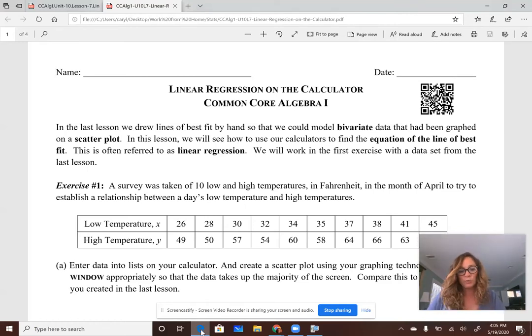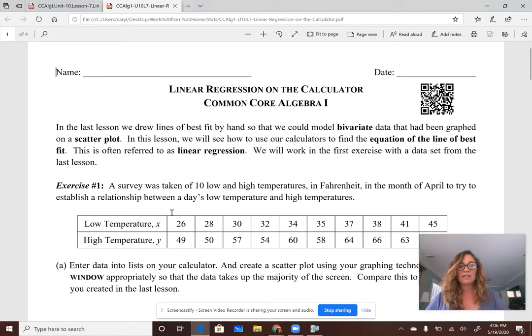Hope everybody's doing well. Today I'm starting on page 22, which is just a list of directions. There's nothing for you to do on page 22. However, before you start using your calculator for this unit, I want you to turn on your diagnostics. So I'm going to show you how to do that.